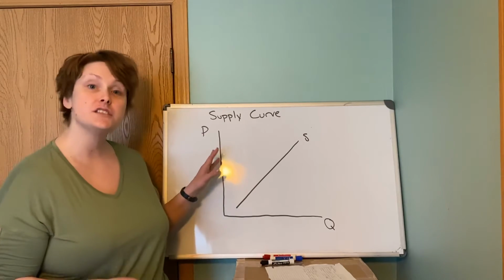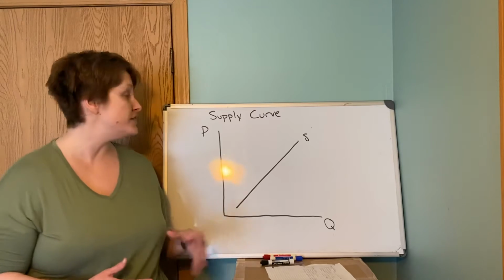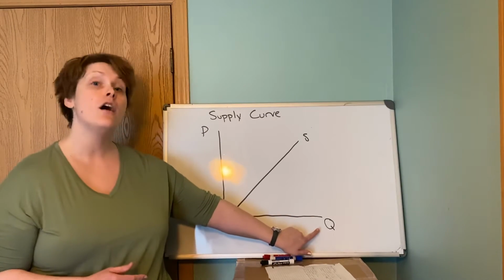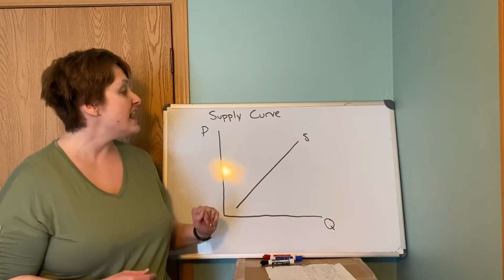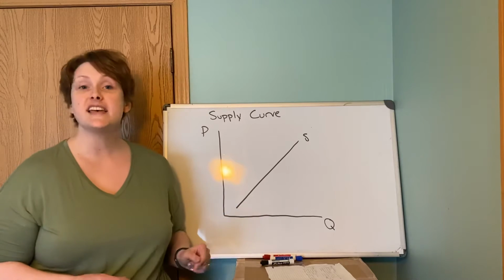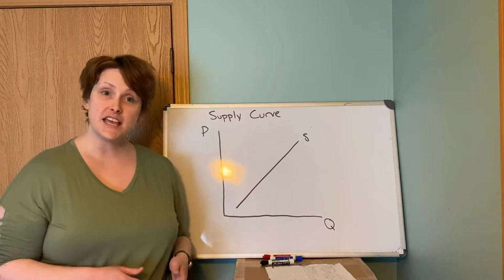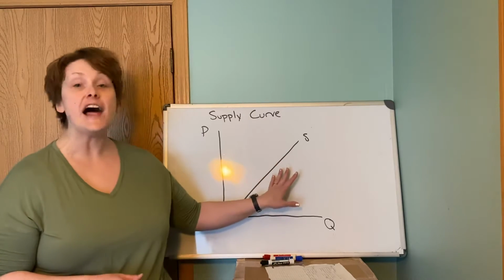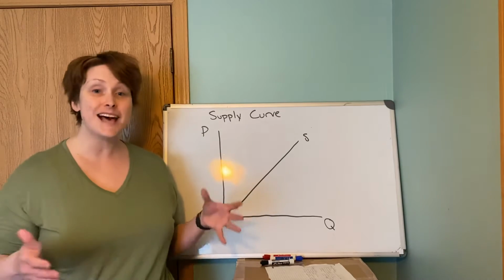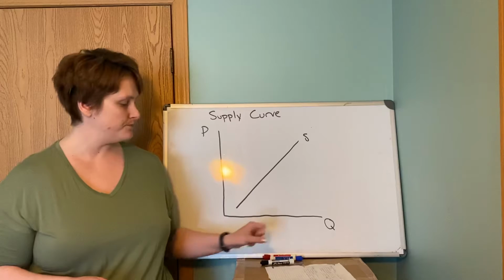So if we're just changing our endogenous variables, remember that endogenous variables are price and quantity. They're the variables inside of our model. If we are just changing those and moving along this curve, we say that we have a change in quantity supplied. Just like the demand curve, this supply curve can shift as well. So if we change factors outside of price and quantity, we'll be able to see how this curve shifts.